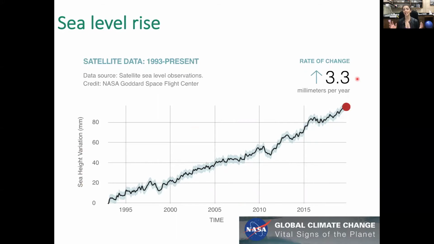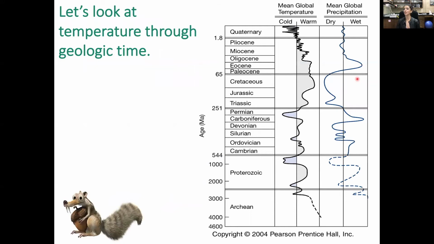So because of that sea ice melting and it not being permanent, meaning not reoccurring year after year, that water is then going to the oceans and we're seeing our sea levels rise at a persistent rate that we can measure. So this is what's happening now. What we need to do is put this in a context of geologic time. So let's take a look at temperature throughout geologic time.